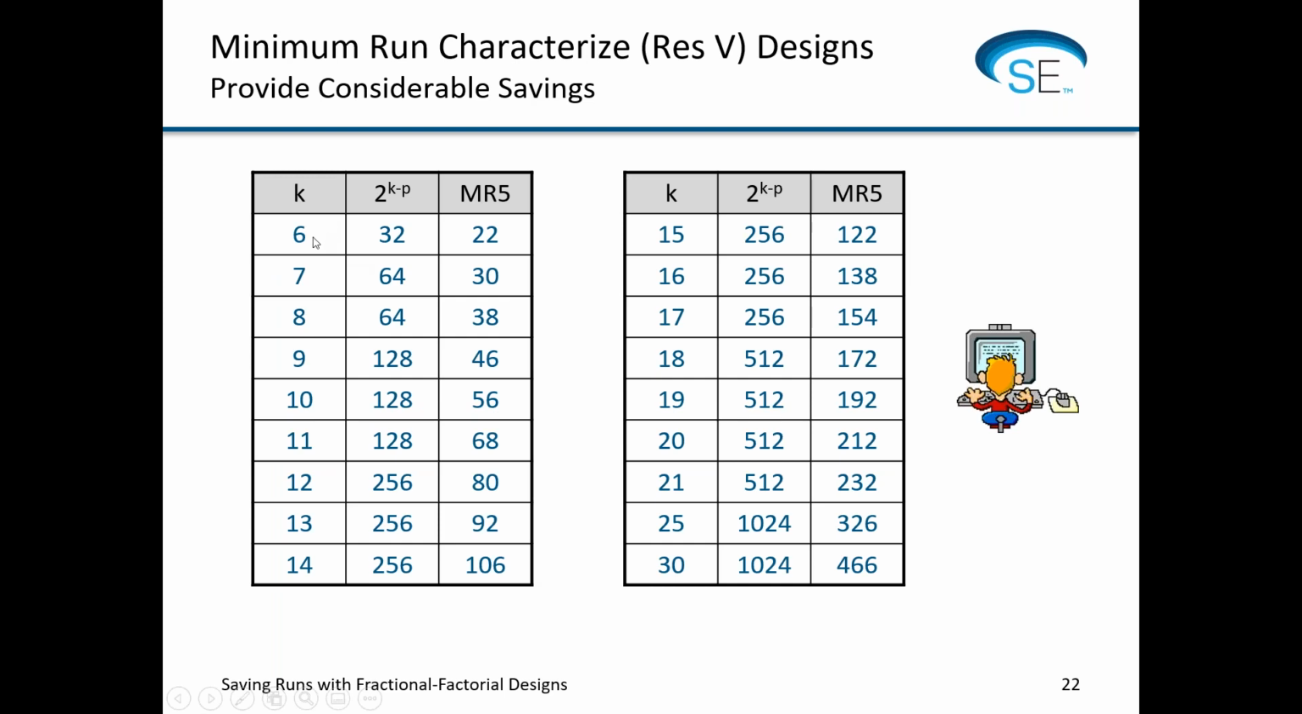A few examples, and this is one of my favorites, 6 factors. The regular fractional design is 32 runs, but there is a resolution 5 minimum run design that's only 22 runs. So that is a 1/3 savings. Very, very nice. I showed you the 30 run design, but you can see, you know, for more factors that these designs offer some really nice savings. Okay, so I'm going to show you building a design like this in Design Expert.